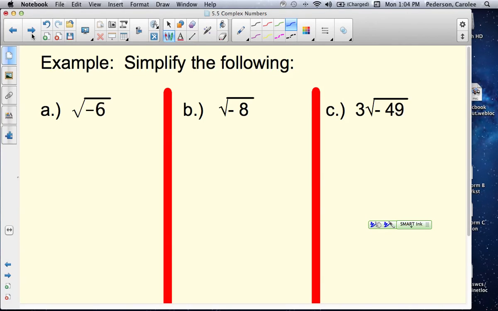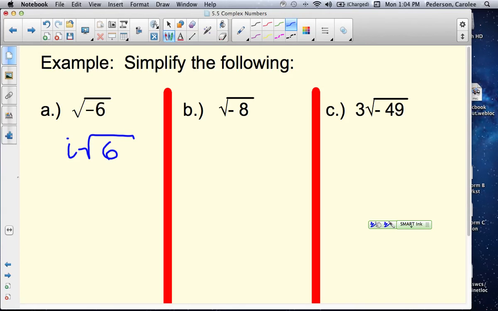All right, so we're going to go ahead and do some simplifying. These examples I would recommend that you write down. First example, we're going to simplify the square root of negative 6. So we have a negative underneath that radical. To simplify it, we put an i out in front. Now it's a positive 6, and then we see if we can break down 6 into prime factorization. Well, 2 times 3 wouldn't work, or 6 times 1 wouldn't work.